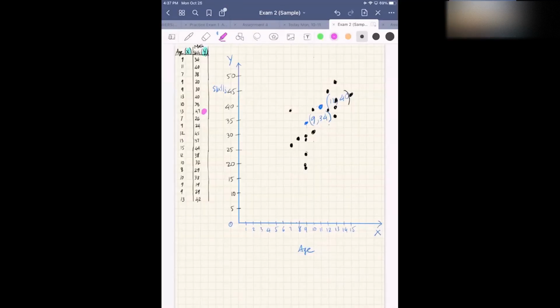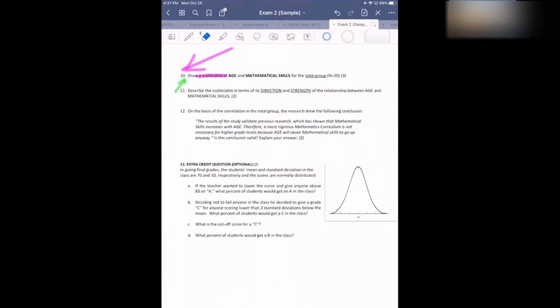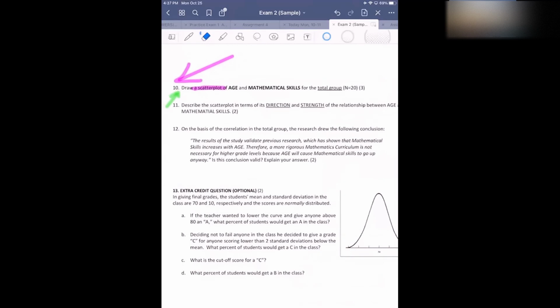So here is the graph. Okay, I already did 9, 34, and I already did 11, 40 for you guys. And after that, I plotted all the points, and here is what the graph looks like. Okay, and if you graph all the points, your graph should look like this. And I'm going to let you guys do it by yourself so that you can submit it later. Okay, but now just by looking at the graph, I want you guys to answer this question for me, about number 11.